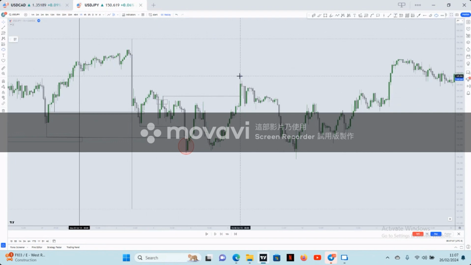Okay. After the sweep, now this one starts inside this fair value gap right here. You can see it. So it is also valid. So after the sweep, we should be getting our entry around this point. I'll still mark it out.